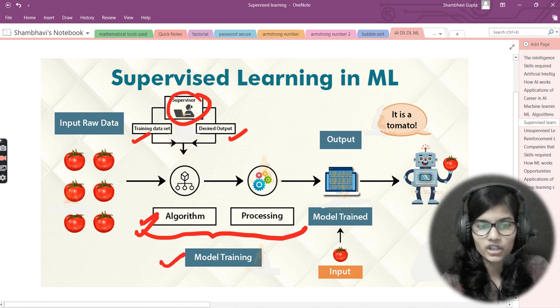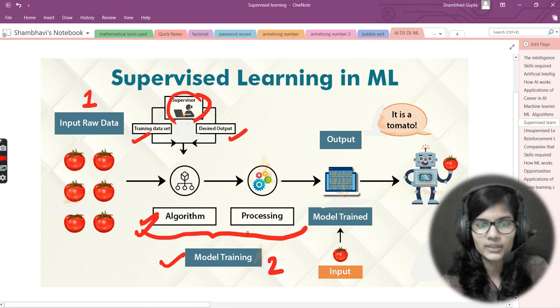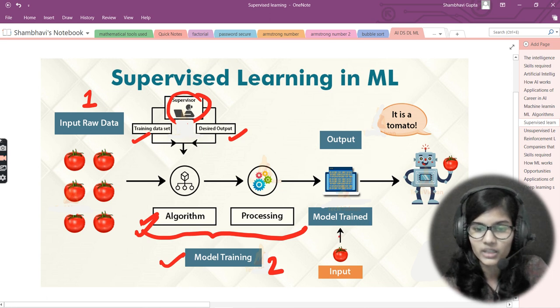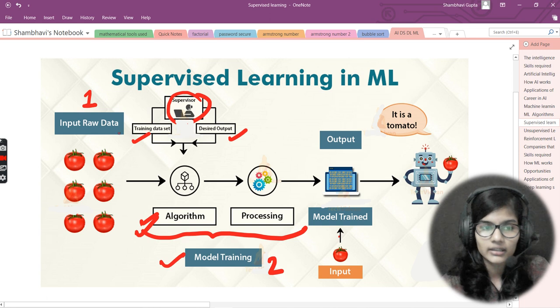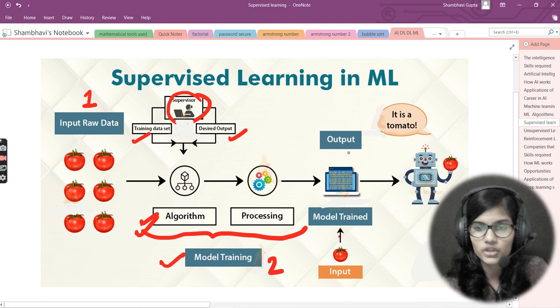If I talk about this very briefly, first of all, your input raw data is taken. Second, your model is trained. So in model training, two steps come. First one is the algorithm and second one is the processing. Fine. Third, you get your trained model, and you just give your trained model here, and after that you get the output from here. So first you give the input raw data, then model training, then the model is trained, and that is actually the output which you are getting.